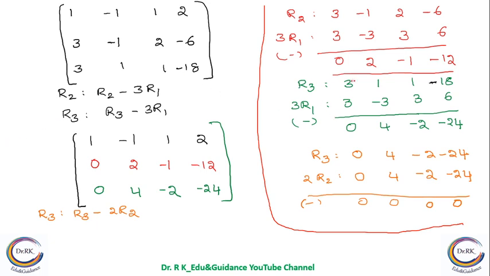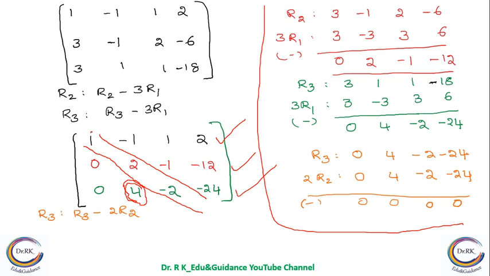After these operations we get 1, minus 1, 1, 2. But it is still not in echelon form, if you see the diagonal. Now we have to make this 0. How to make this 0? Whether we have to operate with R2 or R1, generally that doubt comes to mind.